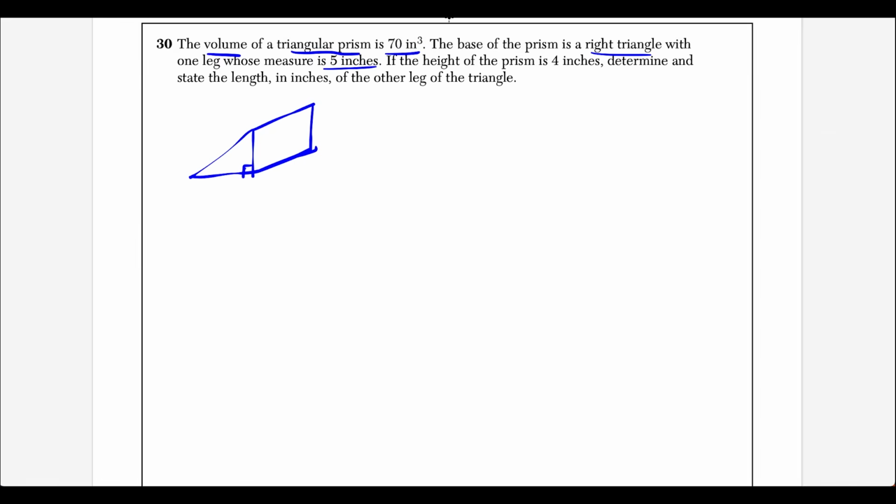And what we have is the height of the prism is 4 inches. So this is 4 inches. We have the leg here is 5 inches. And I'm not necessarily drawing this to scale. And we're told the volume is 70 cubic inches. So now we need to determine and state the length in inches of the other leg of the triangle.